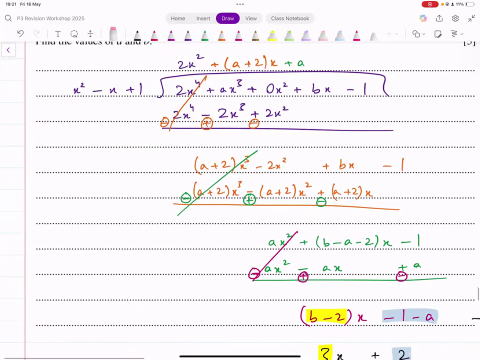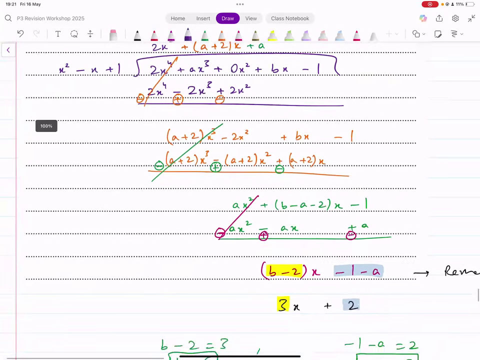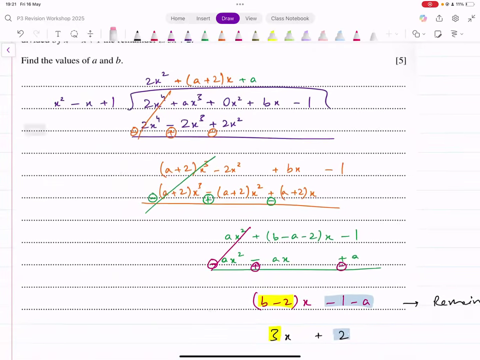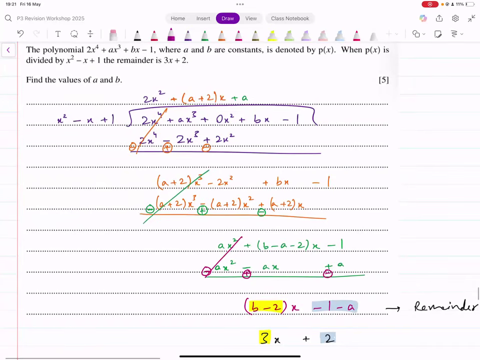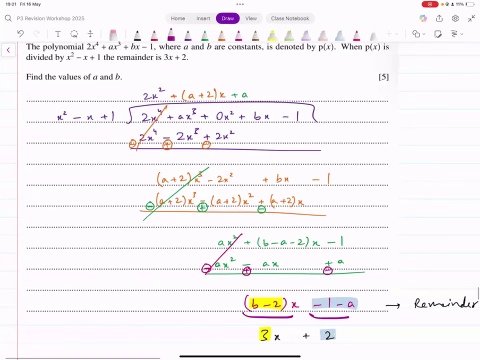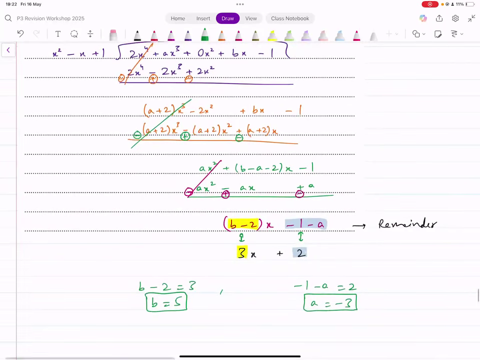So eventually what happens at the end is that you end up getting this remainder. You cannot go any further than this. And now they gave us in the question that the remainder should be 3x plus 2. We are getting b minus a minus 2 into x, minus 1 minus a. We compare the two. We say that means b minus a minus 2 should equal 3, and minus 1 minus a should equal 2. And that gives us the values of a and b from this. A equals minus 3 and b equals 5. Those are the values of a and b that we end up getting.